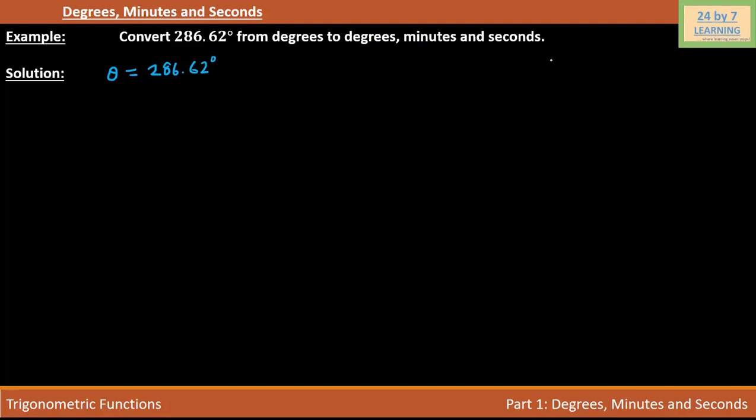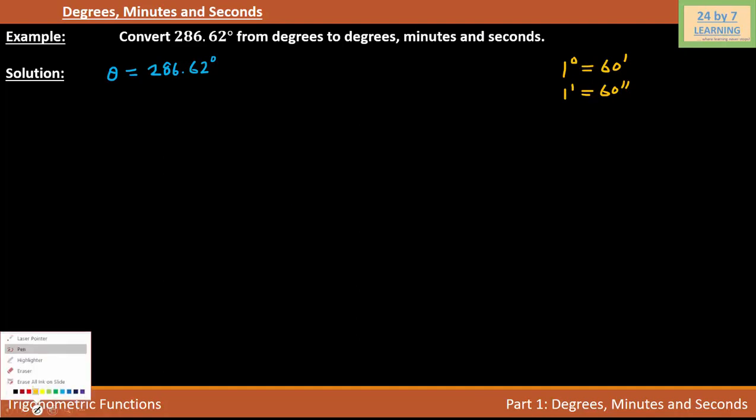In order to convert this value of angle from degrees to degrees, minutes and seconds, let's first talk about the relationship between degrees, minutes and seconds. If you remember, 1 degree is equal to 60 minutes and 1 minute is equal to 60 seconds. And we already know that this is the symbol for degree, this is the symbol for minute and this is the symbol for seconds.